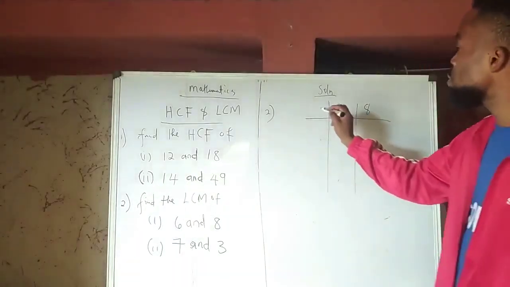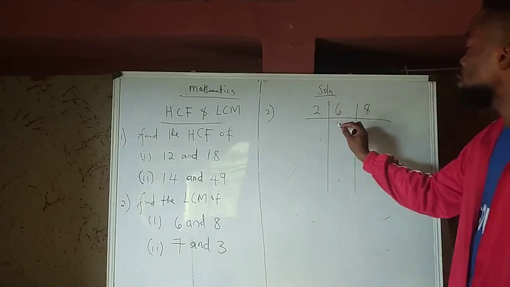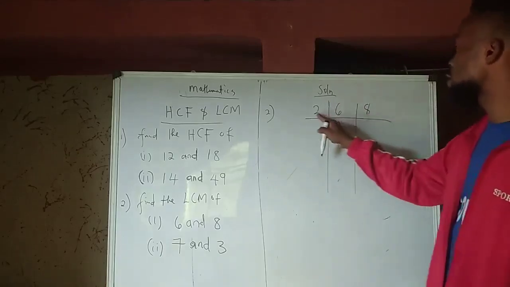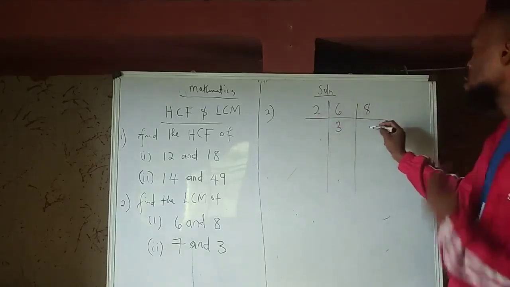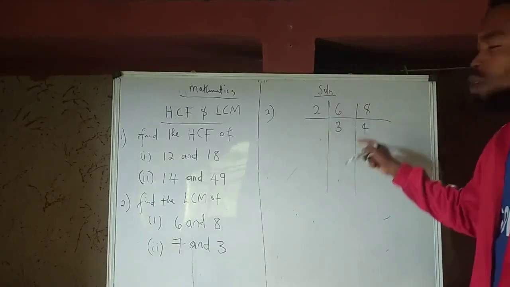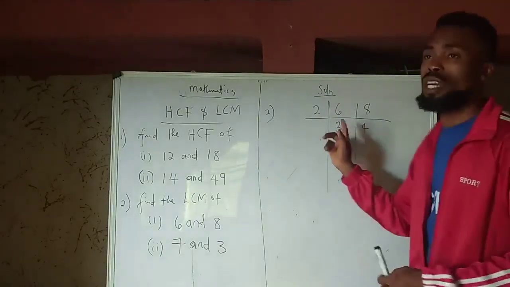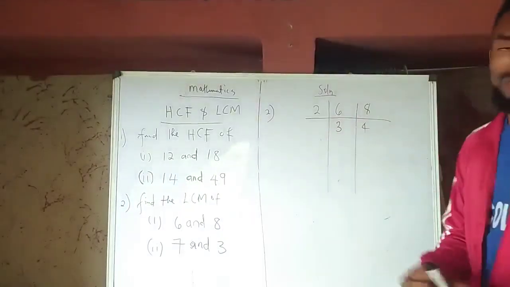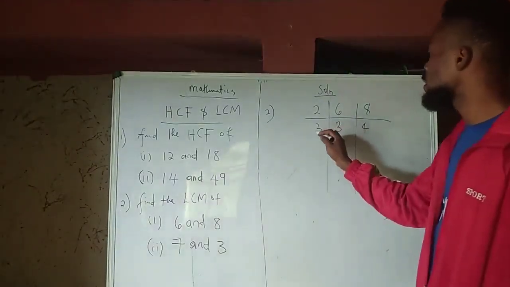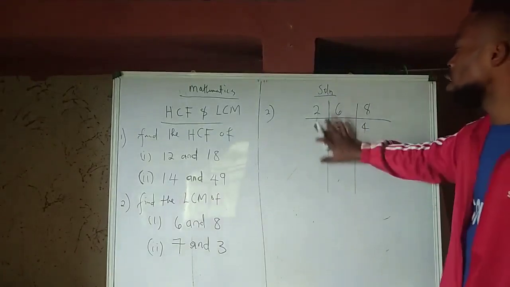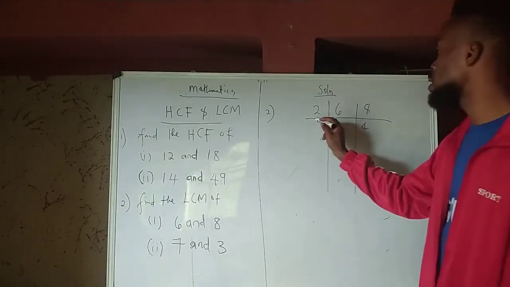Starting with 2, 6 divided by 2 gives us 3. 8 divided by 2 gives us 4. Once that is done, we look for another number. It does not matter, provided the number can divide any of the numbers, we use it. So 2 can still work.